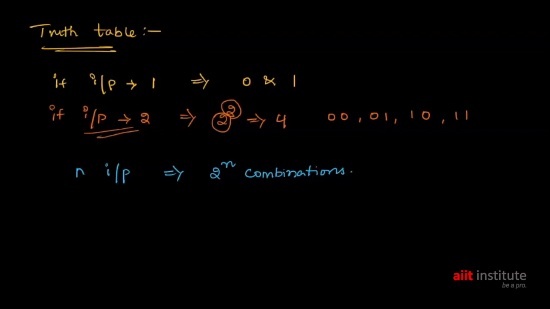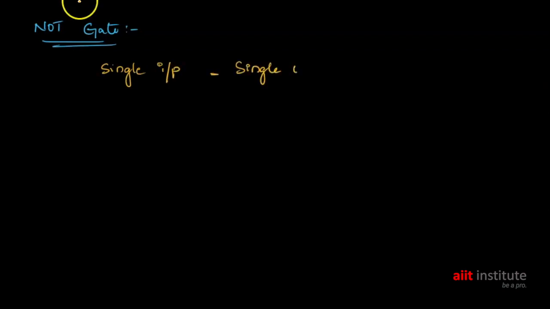Okay, so now as we have understood what logic and truth tables are, let us look into the basic logic gates. Let us start with the NOT gate. A NOT gate is a single input, single output logic circuit where the output will be the complement of the input.